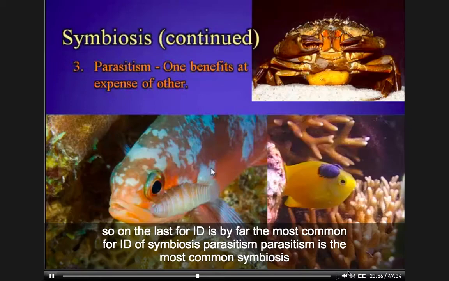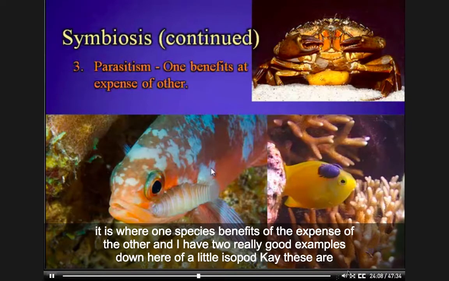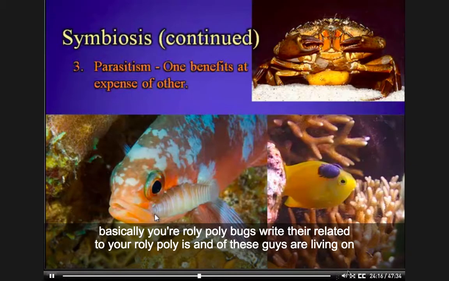So the last variety is by far the most common variety of symbiosis, parasitism. Parasitism is the most common symbiosis. It is where one species benefits at the expense of the other. And I have two really good examples down here of a little isopod. Okay, these are basically your roly-poly bugs, right? They're related to your roly-polies.